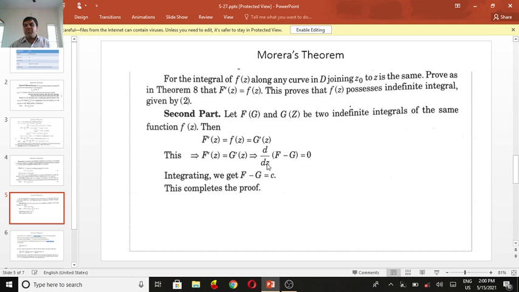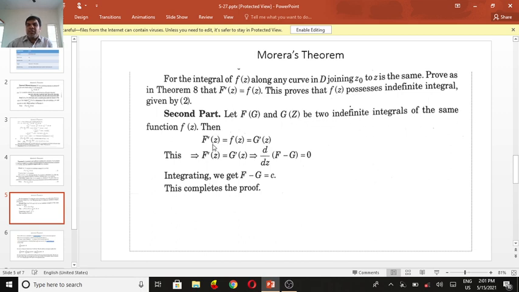If you integrate, the derivatives get cancelled, since derivative is the inverse process of integration. So F minus G equals some constant c. This is the complete proof. In the first part, we proved that the derivative of F of z equals f of z, so f of z possesses an indefinite integral. In the second part, we take two functions F of z and G of z that are indefinite integrals.